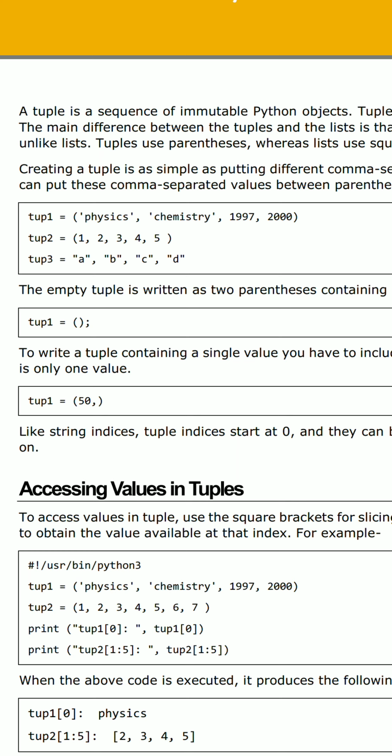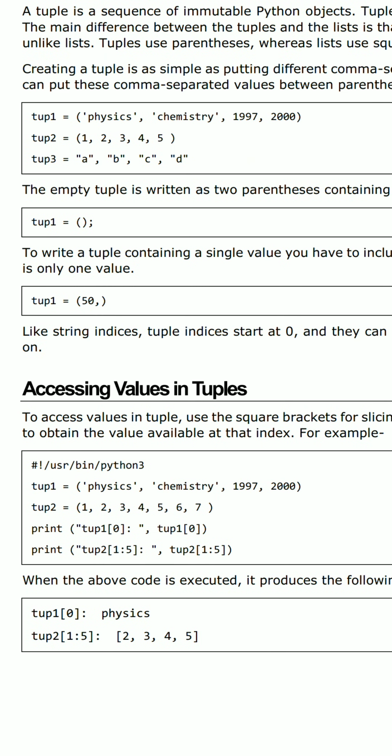And tup2 has five values, a range of five values: 1, 2, 3, 4, 5. And tup3 has four different strings, a, b, c, d, so those are enclosed in double quotes. So this is how we initialize the values. Here you can clearly see how we can write the tuple using parentheses: tup1 equals open parenthesis, values, close parenthesis, semicolon. This is the syntax, the way to initialize the tuple.